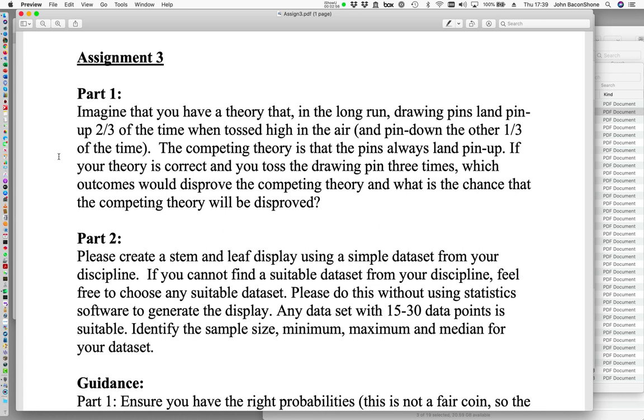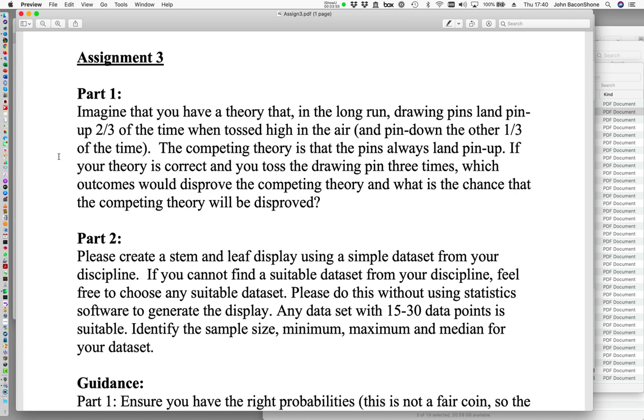Okay? Now, the second part of the assignment is to create a stem and leaf display using a simple data set from your discipline. If you can't find a suitable data set from your discipline, feel free to choose any suitable data set where you have some idea what that data set means. Please do not use statistical software to generate the stem and leaf display. In other words, the whole point is I want you to do the calculations yourself by hand, but you can of course present the stem and leaf display using Word or any other software, but I don't want you to use a statistics package to calculate the stem and leaf display for you. So I've said any data set with 15 to 30 data points is suitable.